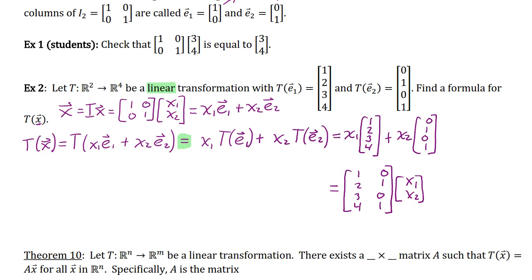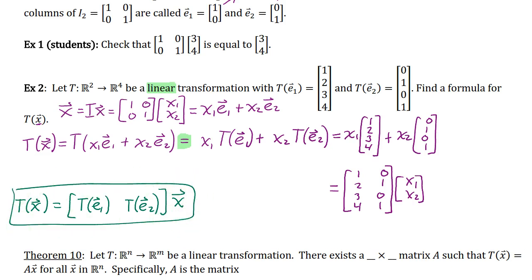I'm not sure if that made sense, but anyways, you could also write the formula a slightly different way. T of x is just equal to T of e1, T of e2. I'm just rewriting these two vectors in a matrix and then multiplying that by x. So this is a formula for that linear transformation.